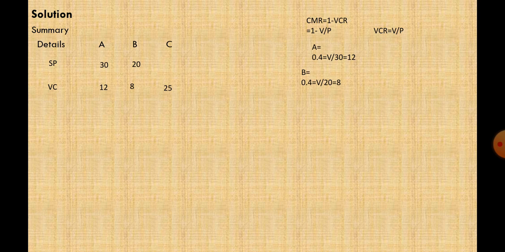Further, in the question under Roman 3, we are told that product C has a contribution margin ratio of 37.5%. Already we have seen the formula for the contribution margin ratio, which is 1 minus the variable cost divided by the selling price. The same case we apply here: for C, we have been told that the contribution margin ratio is 37.5%, and the variable cost of C is 25. So now the selling price will just be equated, and we find that the selling price is equivalent to 40.